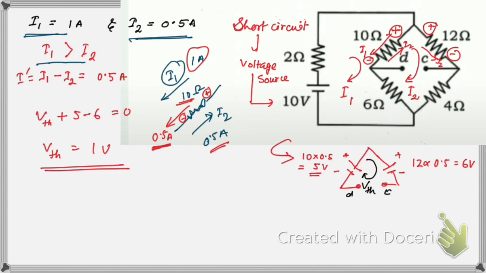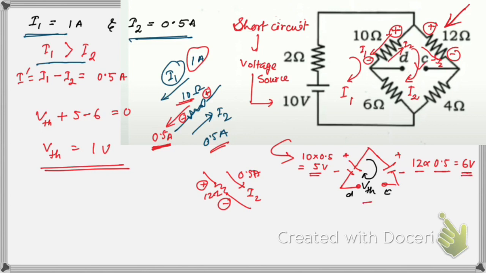Similarly, through this 12 ohm resistance, I have considered I2 in this direction, right? So through this resistance I2 current is flowing in this direction only. So I will take this as positive and this as negative, and replace it here. It was 12 ohm, and I2 is 0.5 ampere, so 12 into 0.5, that is 6 volt, right?